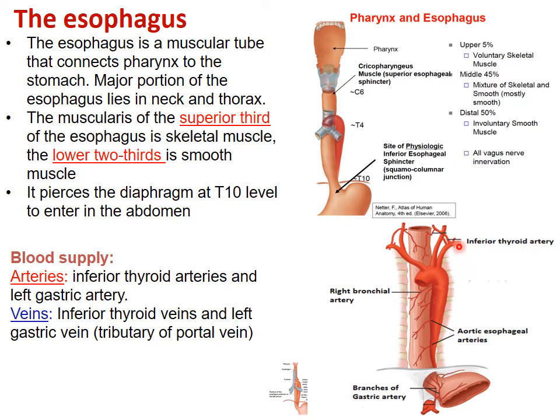So the inferior thyroid artery supplies the upper part, and the middle part is mainly supplied by the esophageal branches coming from the aorta, right? And the lower part, in the abdominal area, is supplied by the branches of the left gastric artery. The left gastric artery gives branches called the esophageal branches of the left gastric artery. They supply the inferior third. So upper third, middle third, and lower third: the lower third is usually supplied by the esophageal branches of the left gastric artery.